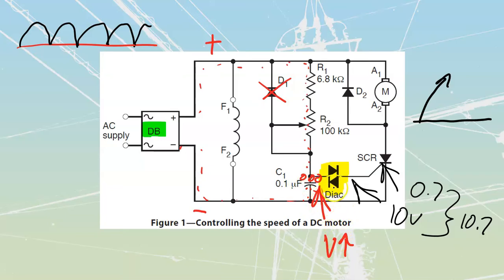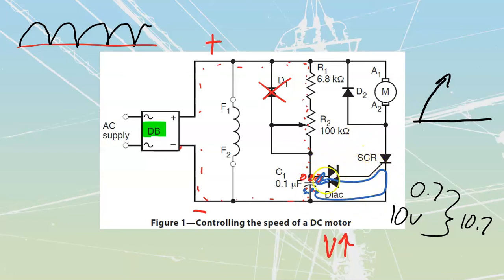And once we hit 10.7, this diode that was previously blocking is all of a sudden going to go into conduction. And when it goes into conduction, what does it do? A couple of things. First of all, it is going to allow all the electrons that have built up on here to travel through this pathway back over here. It's going to neutralize the charge on that capacitor.